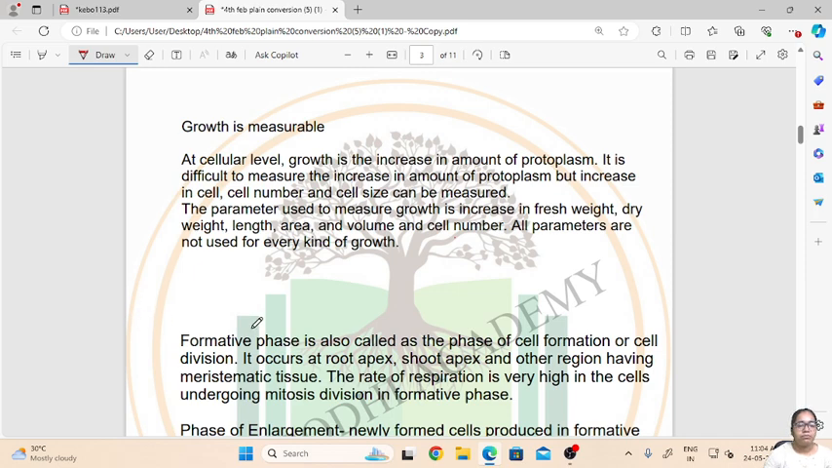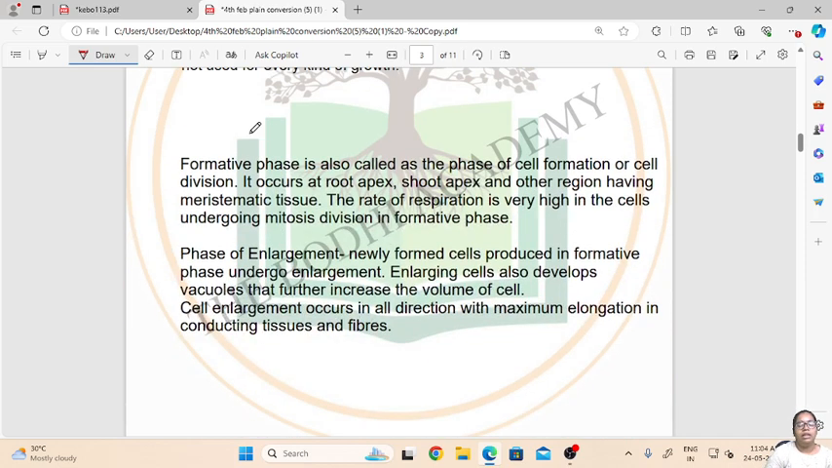So the first phase of growth in plant is the formative phase. This is the first phase of growth in plant, that is the formative phase. Also it is called the phase of cell formation or phase of cell division. It occurs at root apex, shoot apex, and other regions having meristematic tissue. The rate of respiration is very high in the cells undergoing mitosis in the formative phase. So in the formative phase, mitosis takes place.